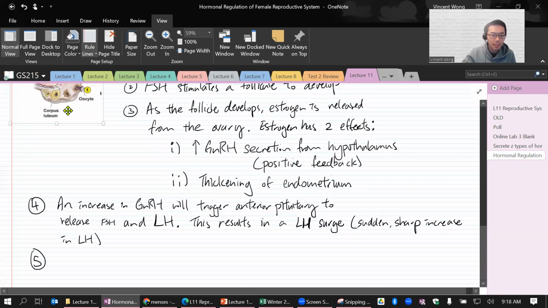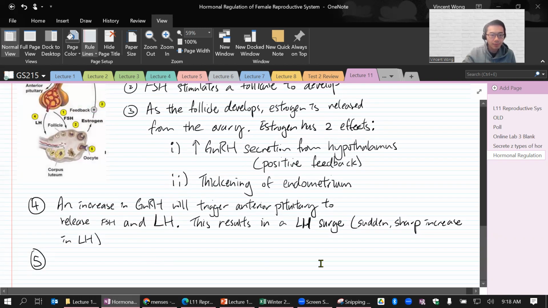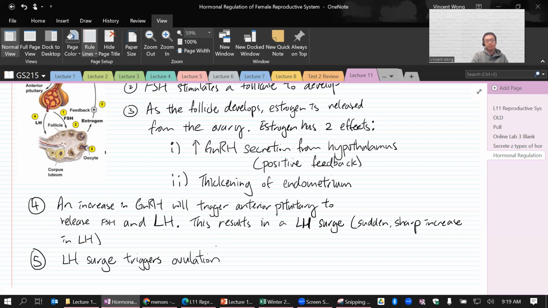Pull the diagram a little bit down so we can see it. Okay, so following the LH surge, which travels through the bloodstream to the ovary, right, it would trigger an event at number 5. LH surge triggers ovulation. Okay. So that's like the middle of the cycle, right?